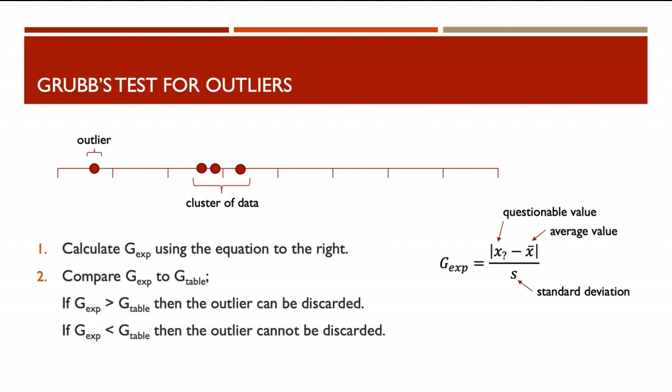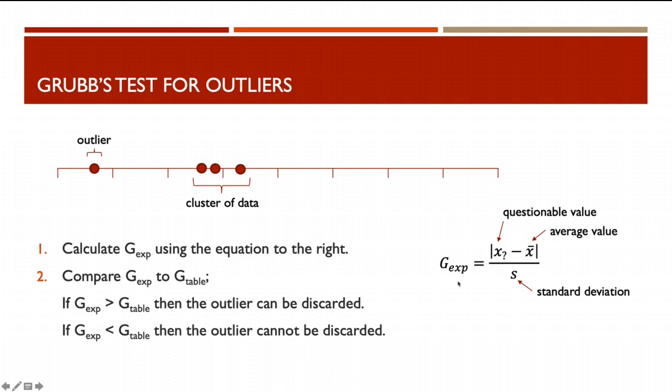Once you've calculated your experimental g-value, you're going to compare that to a table value from a table that we would give to you. If your experimental value is greater than the value in the table, then the outlier can be discarded. That means that those two, the data point and your average, are different statistically. Then you can discard your outlier. If the experimental value is less than the table value, then the outlier cannot be discarded. Statistically, they are the same, part of the same data set.